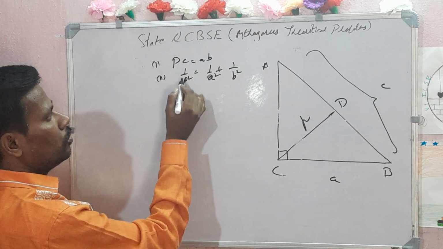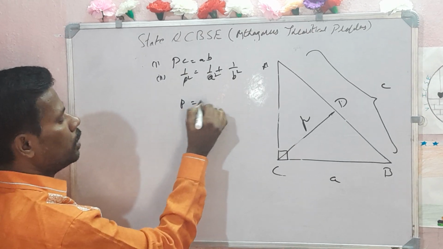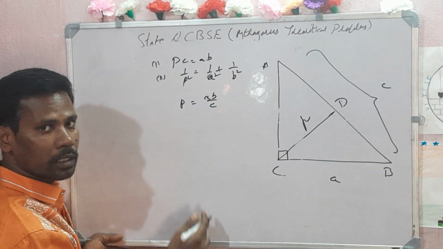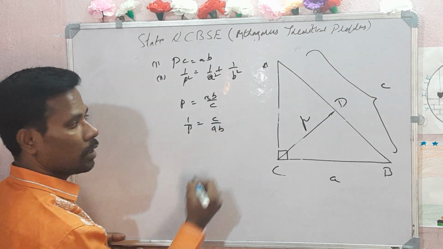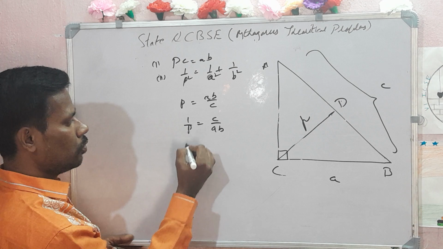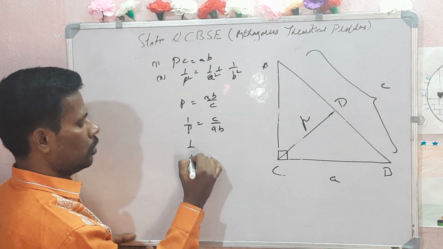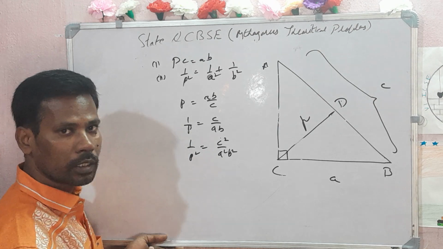Here what you have to do: see here, 1 by P square is there. So P you keep as it is. P is equal to AB by C, right? Now invert: 1 by P is equal to C by AB, right? Now square on both sides. So 1 by P square is equal to C square by A square B square.